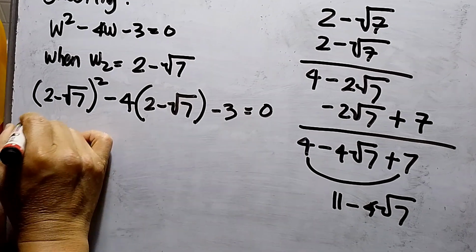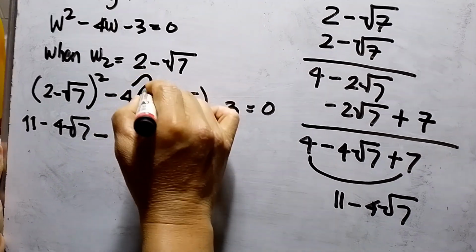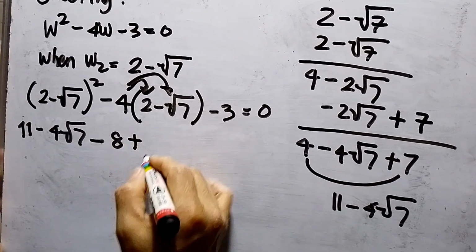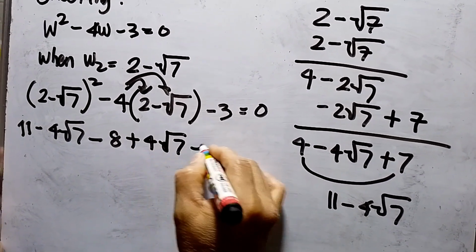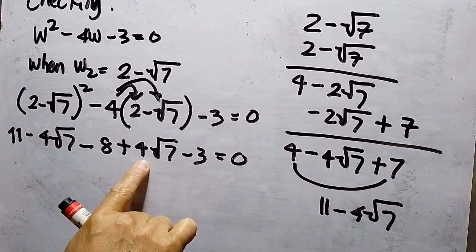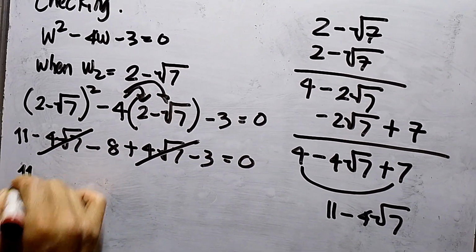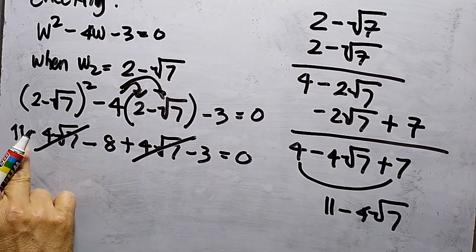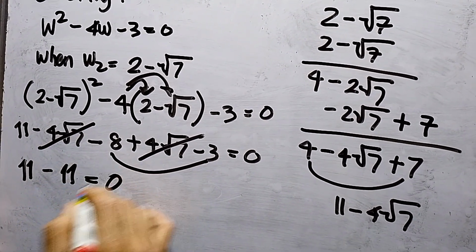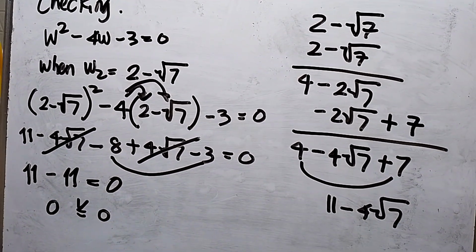So I have here 11 minus 4 square root of 7 minus, this will be 8. Negative times negative, that will be positive. So 4 square root of 7 minus 3 is equal to 0. Take note, negative 4 square root of 7, the other is positive 4 square root of 7. This will be crossed out. Then, combine the numbers. So 11 minus 11 is equal to 0. That will be equal to 0. So my W2 is correct.